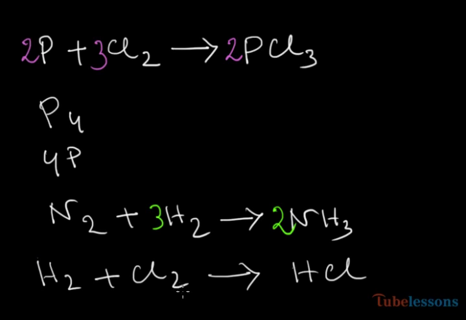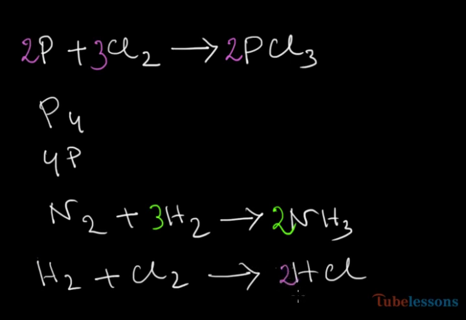Mind it, when 2 is written in the right hand side of chlorine, it represents a molecule of chlorine, and one molecule of chlorine contains 2 atoms of chlorine because chlorine is a diatomic molecule. So in the left hand side, the number of chlorine atoms is 2, and in the right hand side, it is 1. So we have to multiply HCl by 2.